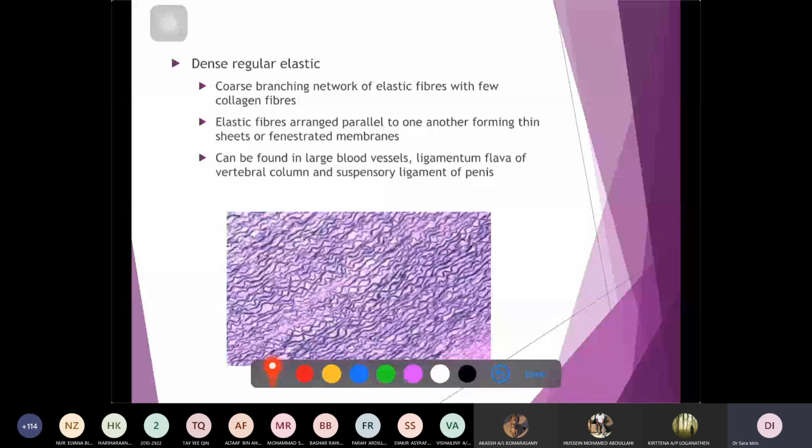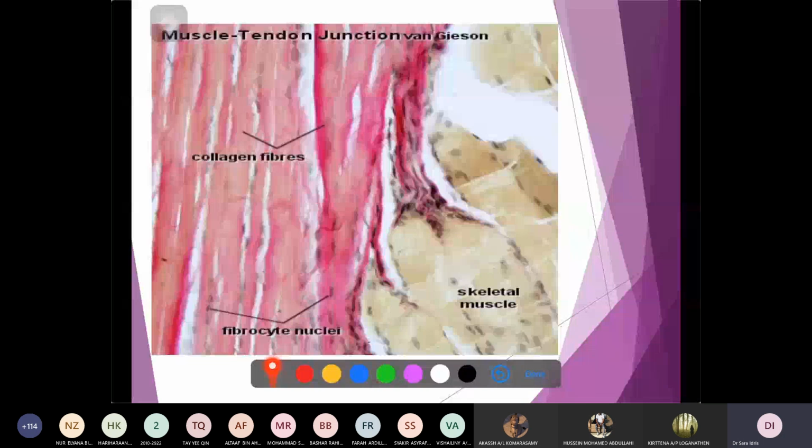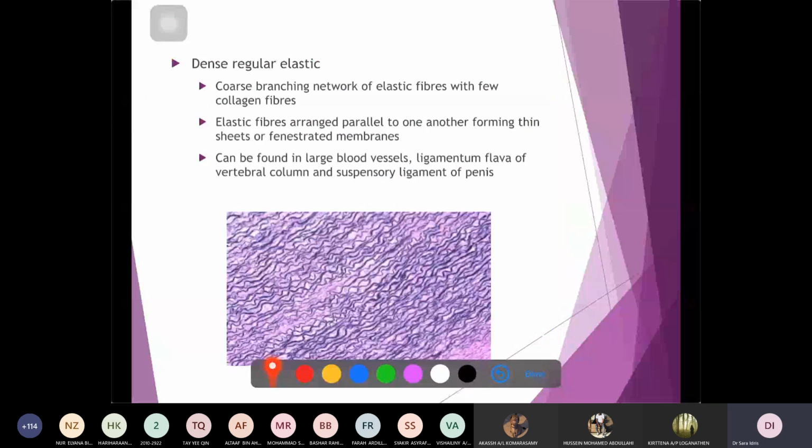So dense regular elastic is how it looks: a lot of fibers all arranged in one direction, parallel to each other, and you have a lot of elastic fibers. Elastic fibers, remember, stain darker than your collagen fibers. So this is your collagen fiber. You can also see your collagen fibers here arranged parallel to each other, and then that's your elastic fiber.